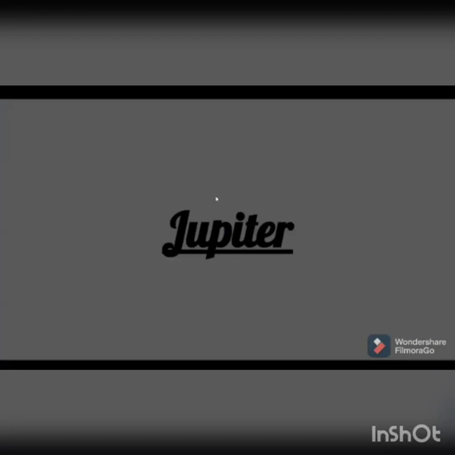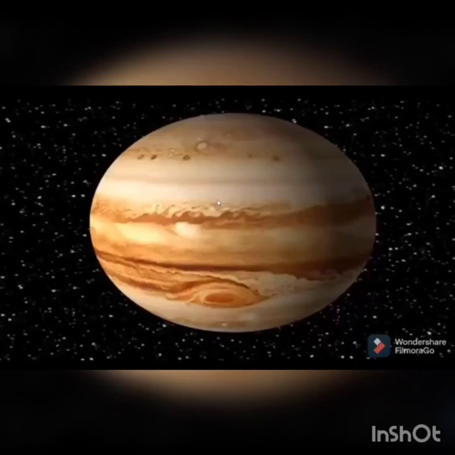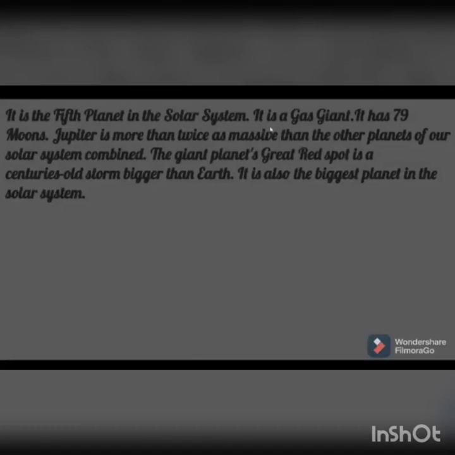Now the fifth planet in the solar system is Jupiter. This is Jupiter. It is the biggest planet in the solar system. It is a gas giant. It has 79 moons. Jupiter is more than twice as massive as the other planets of our solar system combined. The giant planet's Great Red Spot is a centuries-old storm bigger than Earth.